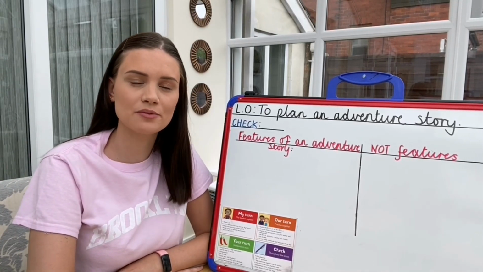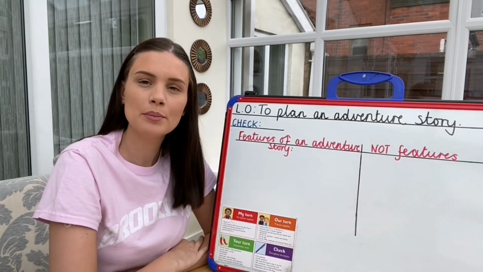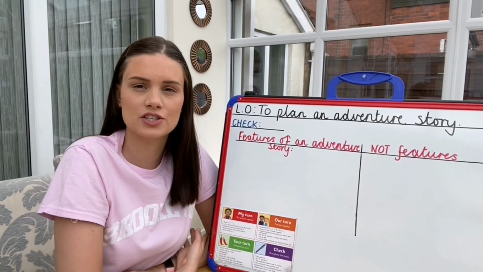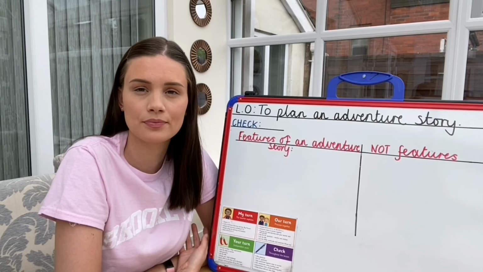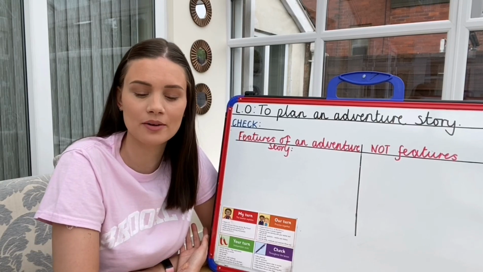This is the English lesson for this week. The learning objective is to plan an adventure story. But before we do that, we are going to have a look at the features of an adventure story and also how to successfully use dialogue in our story. Now you will need a pen and a paper, or pencil if you prefer.